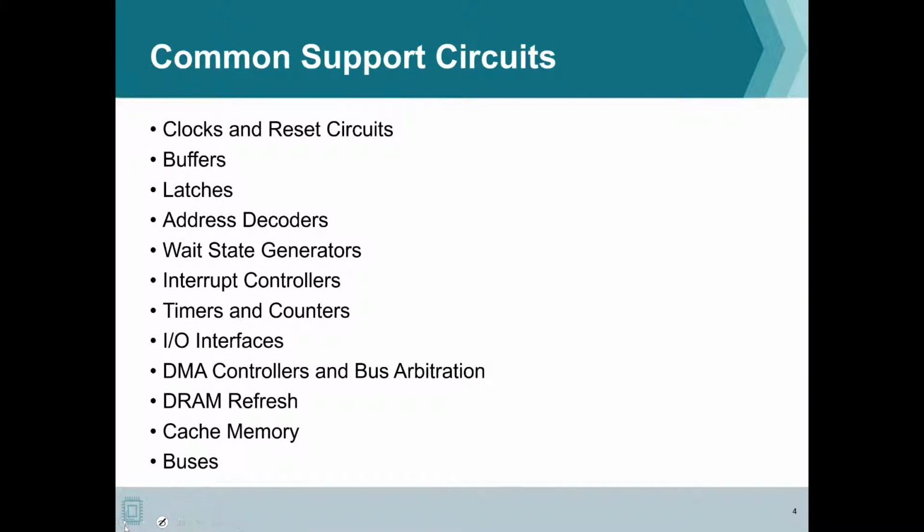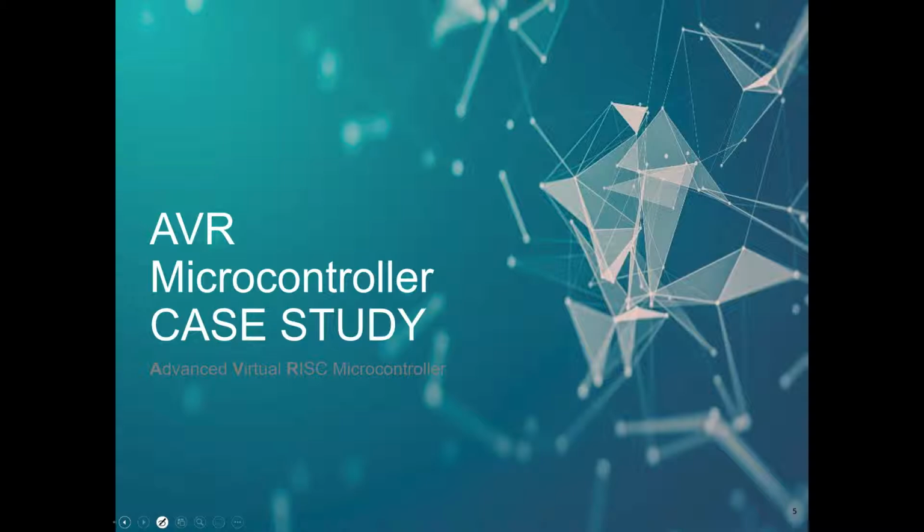Some of the common support circuits that are used along with the microprocessor to create a microcontroller include clocks and reset circuits, buffers, latches, address decoders, interrupt controllers, timers and counters, cache memories, input-output interfaces, and different types of buses. Now we're going to see the AVR microcontroller in a little bit of detail.